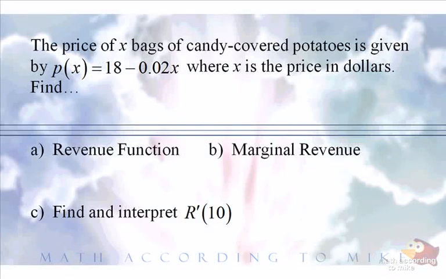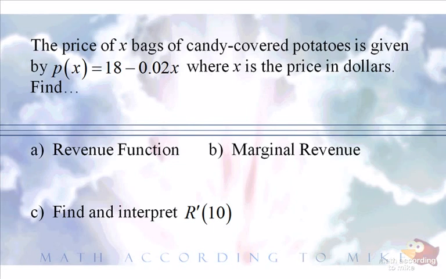Price of X bags of candy-covered potatoes. So I think someone said candy, then I had potatoes. So we did candy-covered potatoes. P of X is 18 minus 0.02X, where X is the price in dollars. Find the revenue function. How do we find the revenue function given the price function?